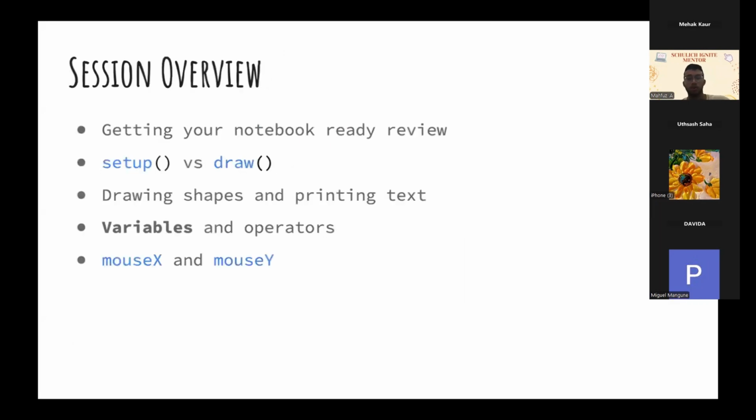So today's session overview, we're going to be getting your notebook ready. We're going to review that portion. We're going to do setup versus draw, drawing shapes and printing text. And then we're going to be talking about Python variables and operators and the mouse X and mouse Y settings, like the numbers that you can put in, like keeping track of where your mouse is using these variables.